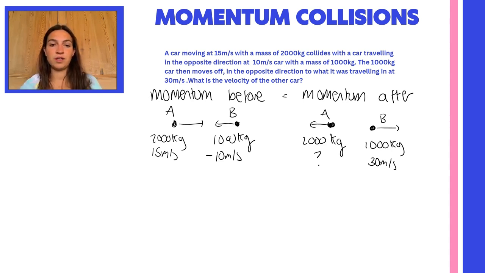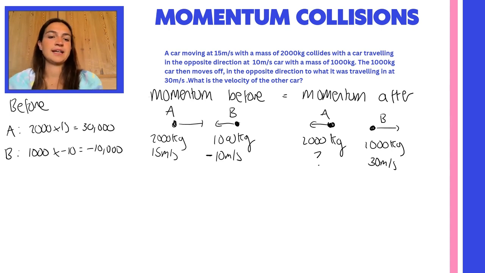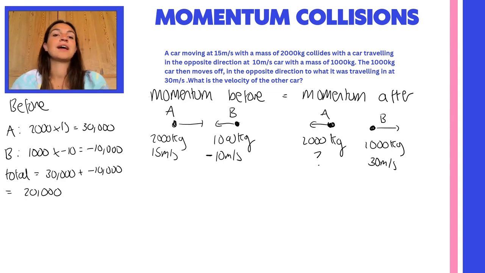And then the momentums after. The A one is the one that I'm not sure, but it tells me that it rebounds in the opposite direction. And the B one, that's now 30 meters per second, and that is positive because it told me that it ends up going off towards the right. So again, I'm going to start with the momentums before. For A, that's 2,000 times 15, 30,000. And for B, mass 1,000 times velocity minus 10 is minus 10,000. So keep the minus signs in there because now my total is 30,000 plus minus 10,000, which gives me 20,000.